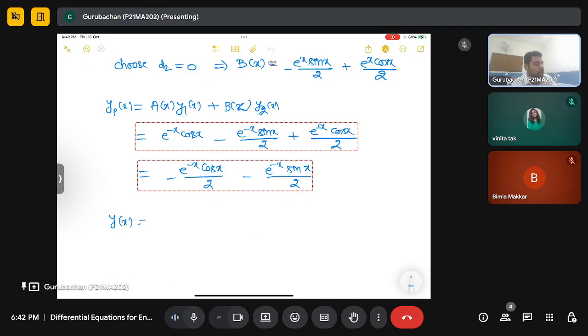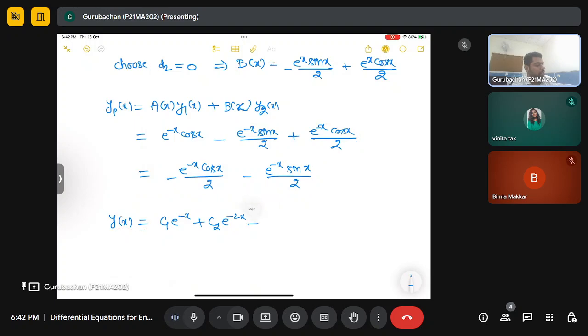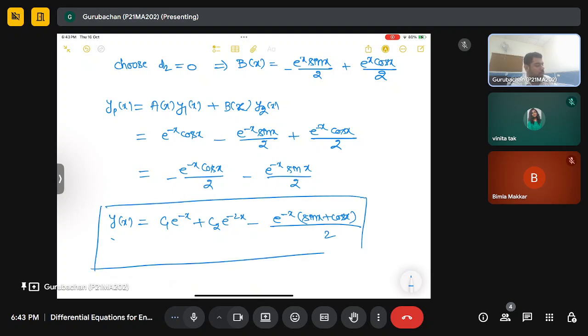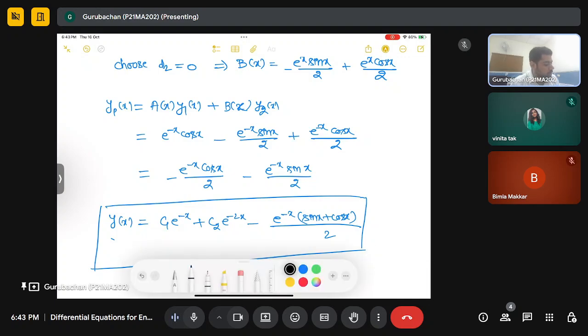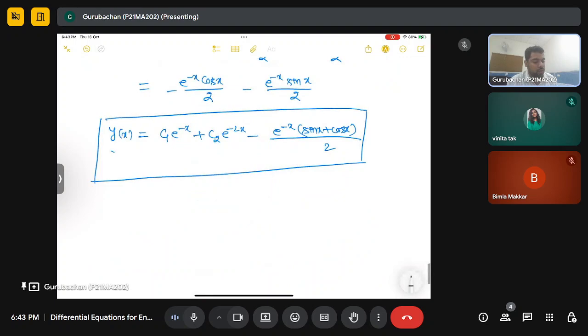So ultimately here also the complete solution will be c1 e to the power minus x, c2 e to the power minus 2x. Again we may combine it, e to the power minus x times sin x plus cos x divided by 2. This is your complete solution of the given differential equation. Now let us move to the next problem, which will give you a glimpse of the power series method.